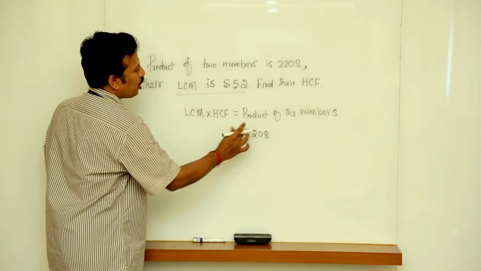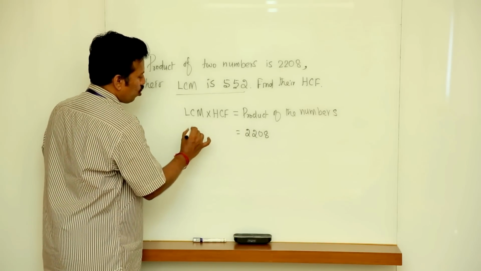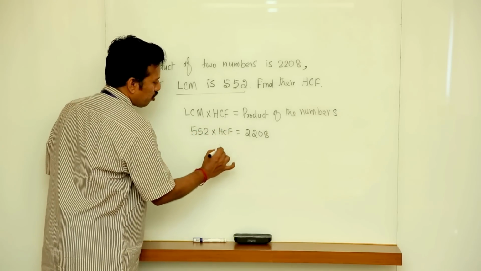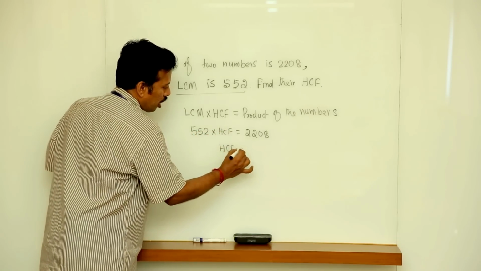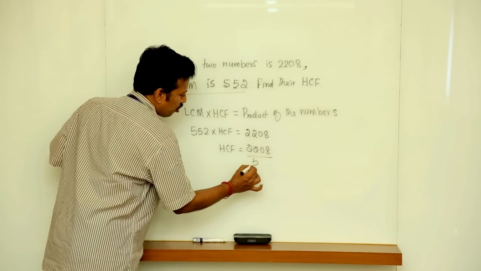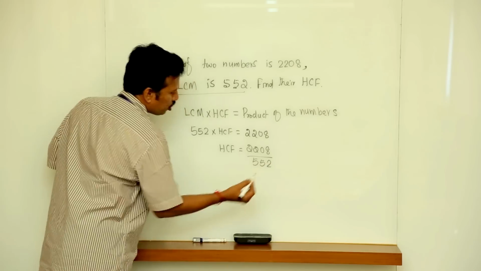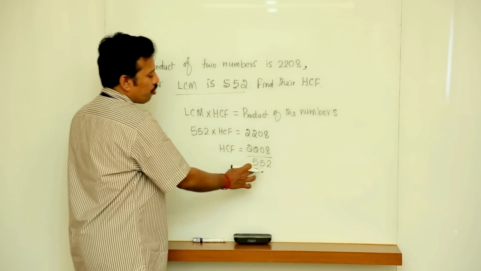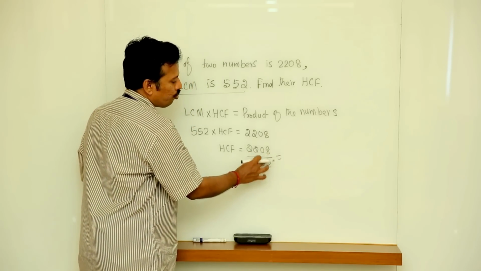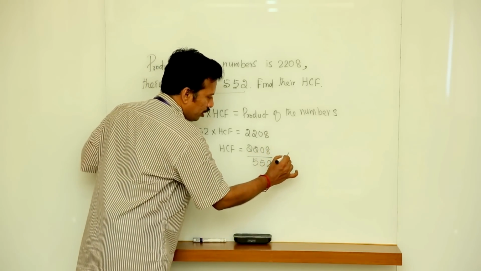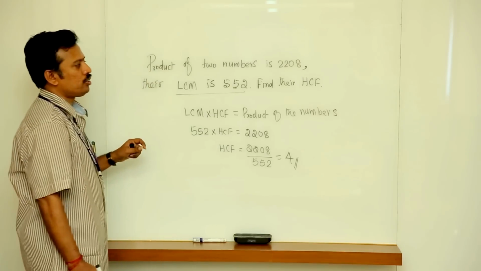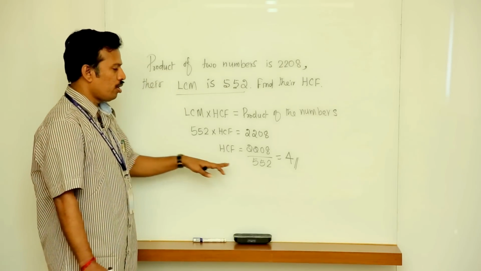So 2208, here LCM is known, 552, and this is unknown. Let us retain it as it is. When you rearrange, the highest common factor will be 2208 divided by 552. So 550 times 4 is 2200, and 2 into 4 is 8. So it is perfectly divisible 4 times. So your highest common factor in this particular case is 4.